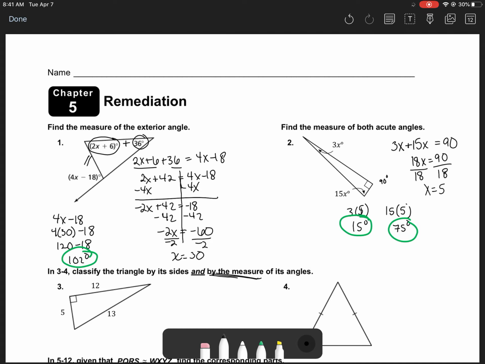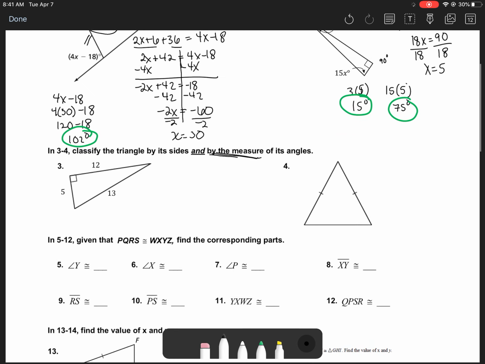For number 3 and 4, we really need to classify by sides and by angles. So one thing to remember, when we're classifying by sides, that's classifying as scalene, equilateral, isosceles, and by the measure of its angles, that's classifying by acute, right, obtuse, and equiangular. So you guys can look up what each of those things means.